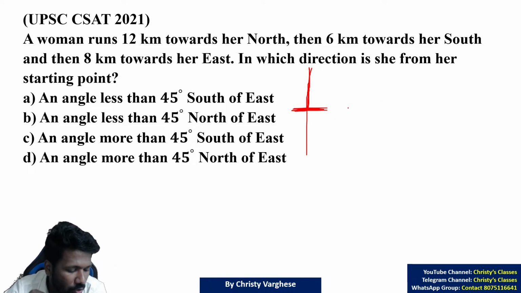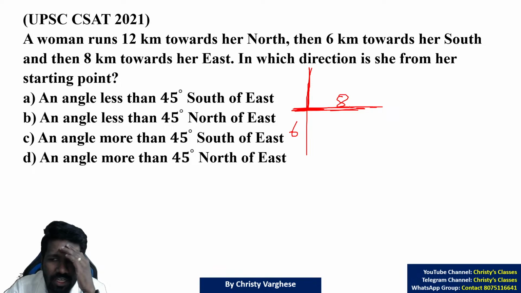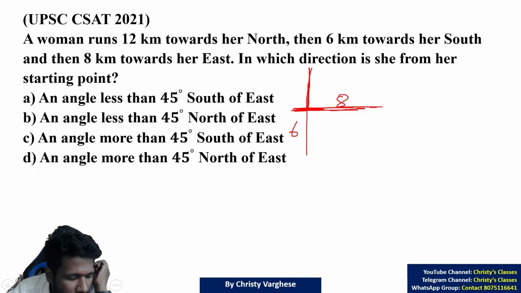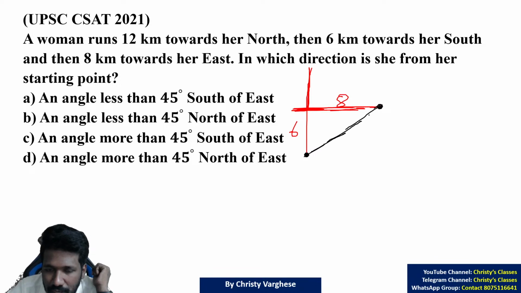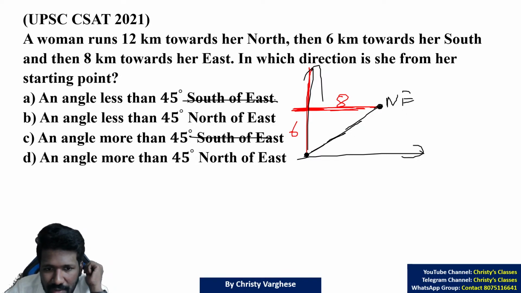And then 8 kilometer towards east. 8 kilometer towards east means this direction. So this is 6, this is 8. In which direction is she from her starting point? So her starting point is this, and the last point is this. Question is asking this direction. First of all, this is north, this is east. North and east in between is northeast. So option C and option A are eliminated because they say south of east, meaning southeast, and south of east again. So these two options are anyway eliminated.